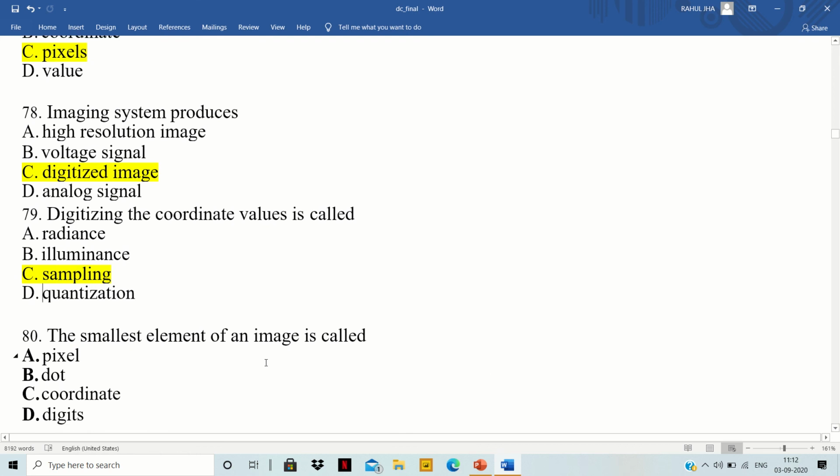The smallest element of an image is called: A, pixel; B, dot; C, coordinate; D, digit. If it is about an image, the smallest element will be a pixel, because an image is completely made up of a smaller arrangement, and the pixel acts as a building block of that particular image. So we say the pixel is the smallest element of an image.